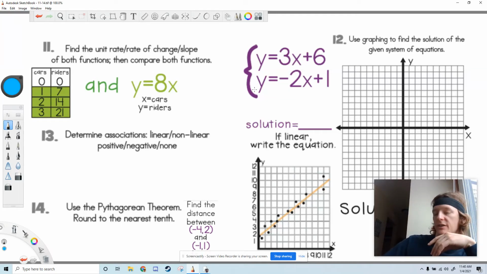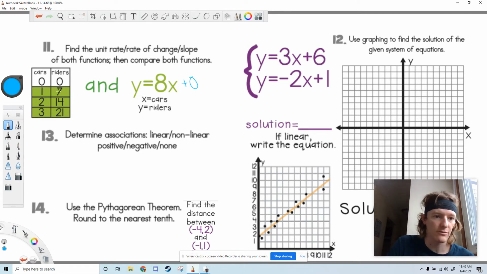Number 11, we need to compare these two rates. We need to find the unit rate or the slope for both of them and compare them. So we have people in cars, we have a table, and we have an equation. In the table, you can see in 0 cars, there's no people. Kind of makes sense. So that also means it's proportional. And this equation is also proportional because there's a plus 0 at the end, or y-intercept is 0.